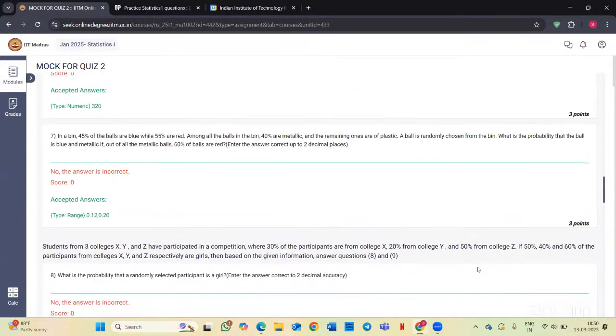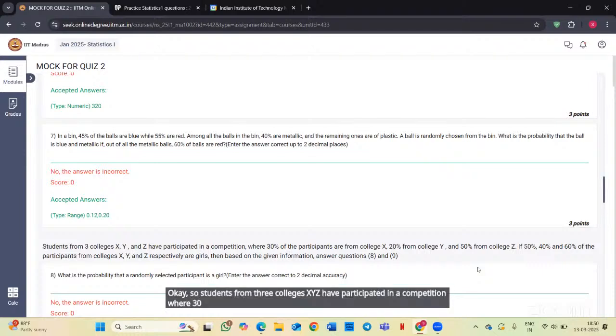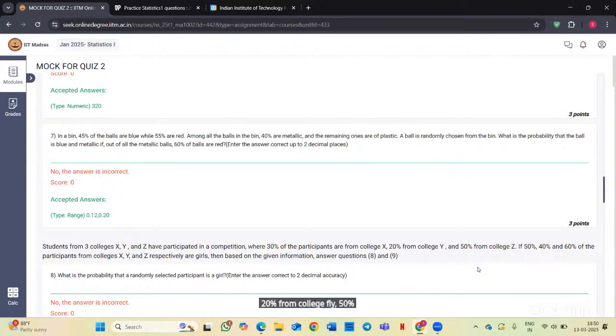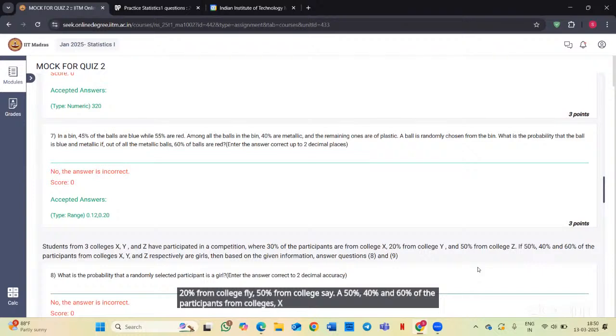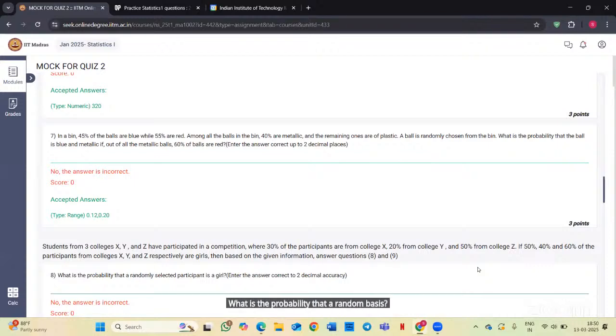Students from 3 colleges X, Y, Z have participated in a competition where 30% of the participants are from college X, 20% from college Y, 50% from college Z. If 50%, 40%, and 60% of the participants from colleges X, Y, Z respectively are girls, what is the probability that a random participant is a girl?